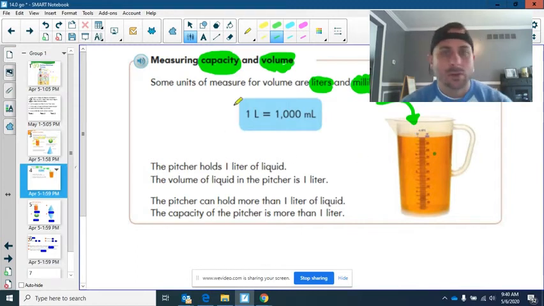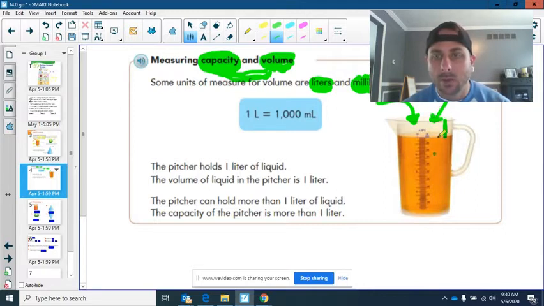So this pitcher holds 1 liter of liquid. The volume of liquid in the pitcher is 1 liter. The pitcher can hold more than 1 liter of liquid. The capacity of the pitcher is more than 1 liter. So you think of capacity and volume and the connection between the two. If you look at this empty space here, it has the capacity to actually hold more. All right, so it could actually hold more liquid.